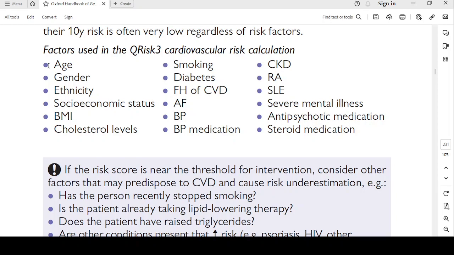So once you enter for 3 or 4 patients in your clinic, you will remember all these criteria very well. What you are entering is what are the factors that are used for QRISK calculation. Calculate for your family members, and you will remember these factors.